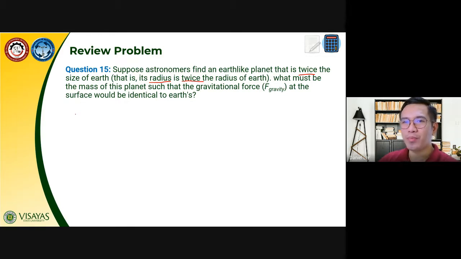Again, we have to write what is given and what is required before you write your solution. From our problem, there is no given provided, so we will skip that. For the required, what is required is the mass of the Earth-like planet. So we will label it as EL.